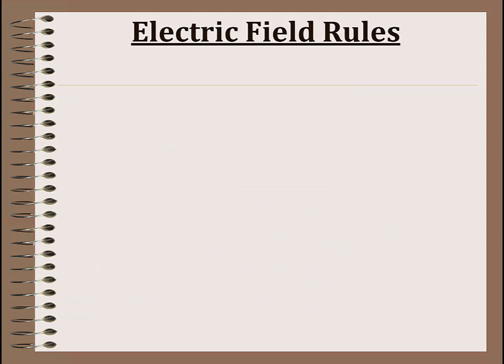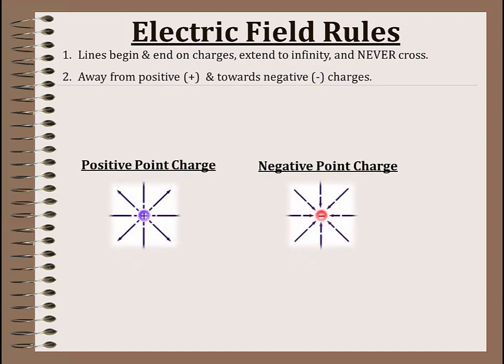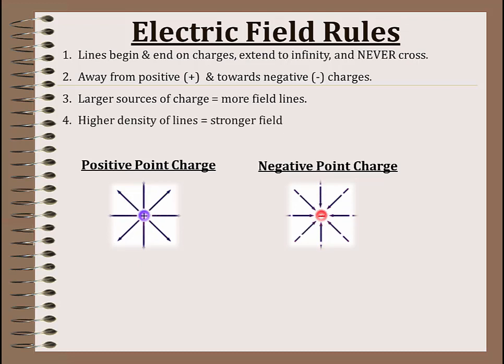And then finally, you connect the lines of force, the force vectors, to determine what the overall field will look like. So in terms of some electric field rules, there are some simple rules of thumb we're going to follow to make our lives easier. Number 1, lines begin and end on charges. They extend to infinity and they never cross each other. Number 2, field lines will flow away from positive charges and towards negative charges because we're using a positive test charge. Number 3, if you have a larger source of charge, we're going to have more field lines. A higher density of lines indicates a stronger field.